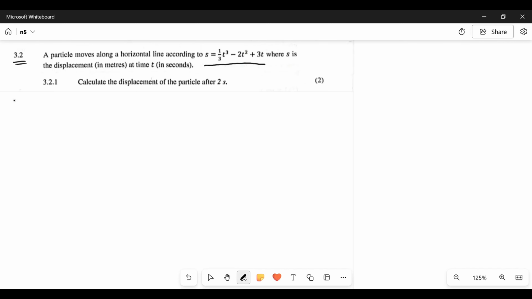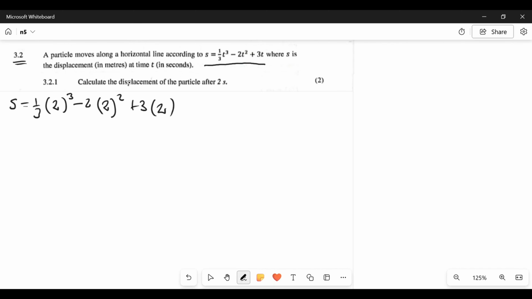So the formula goes like this: we have s, which is equal to 1 over 3, open bracket. Wherever there is t, we substitute with 2. Remember, this 2 seconds stands for time. Let's not forget we have cubed there, minus 2, and then again we have t squared. Instead of writing t squared, we write 2 squared, plus 3, and then instead of writing t, we write 2.